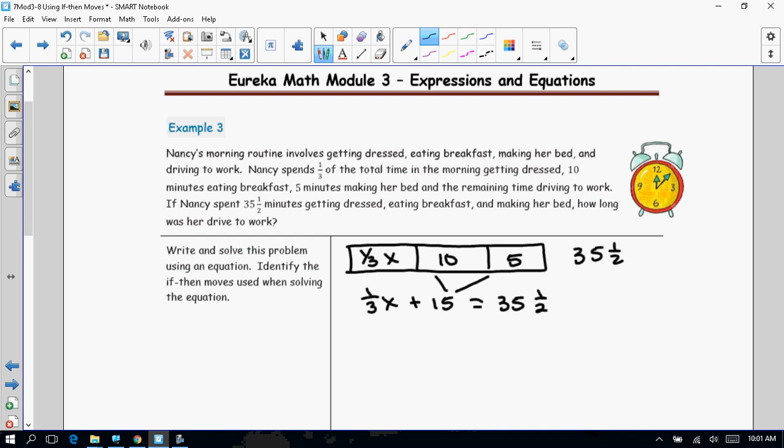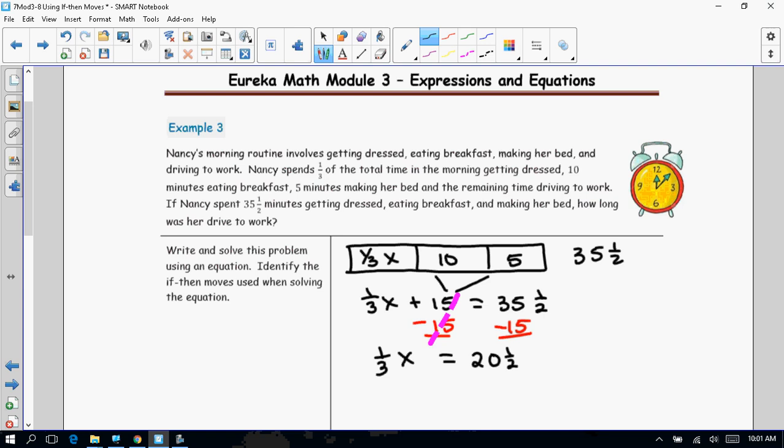I know these are equal, so I can do different things to both sides of these. So since they are equal, I think I'm going to subtract 15 from both sides. And when I do that, it creates this beautiful number over here on the left-hand side. I still have the 1/3 x, but the beautiful number is 0. Okay? And then when I subtract 15 from 35 and a half, I'm going to have what? 20 and a half. Okay? And then I've got this 1/3 x.